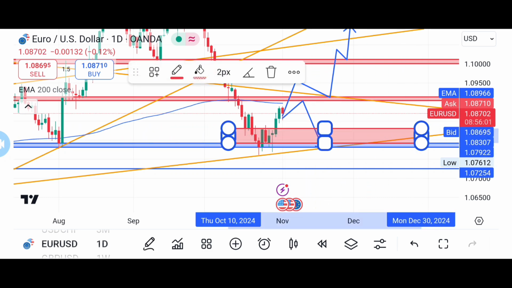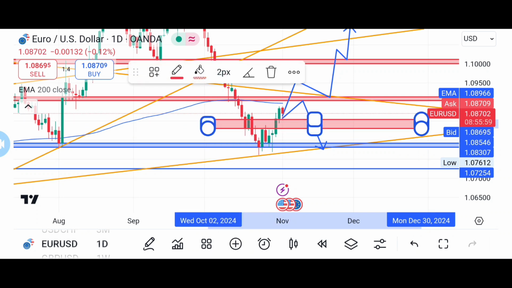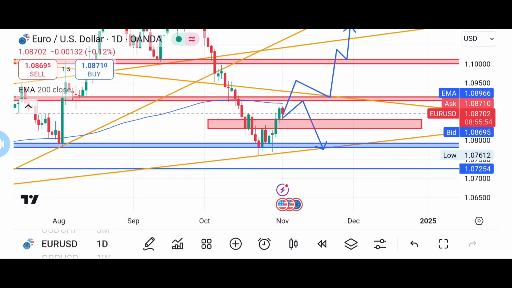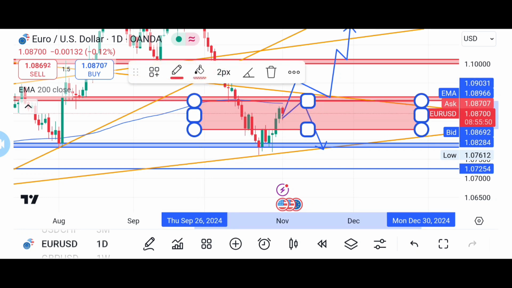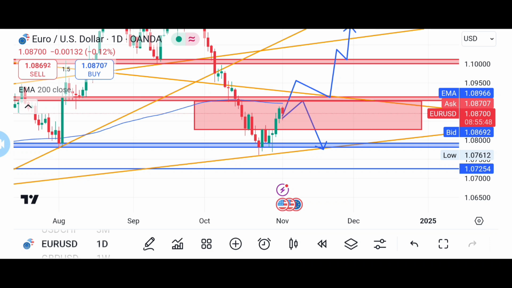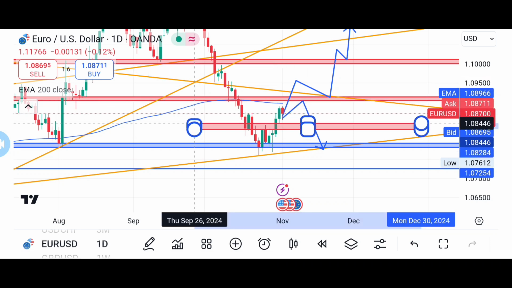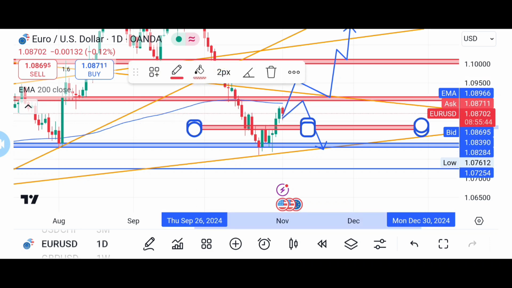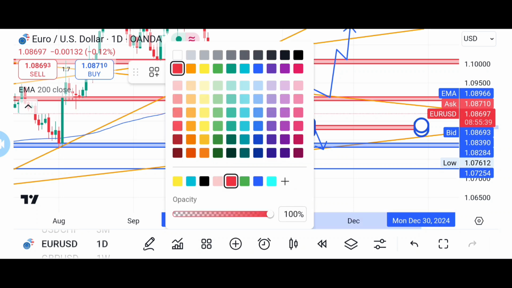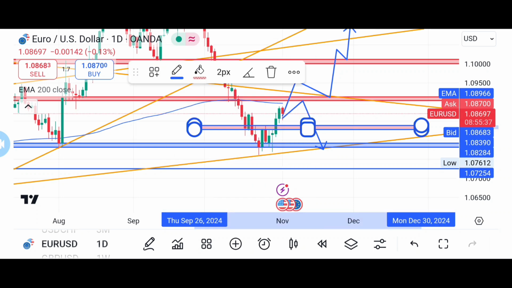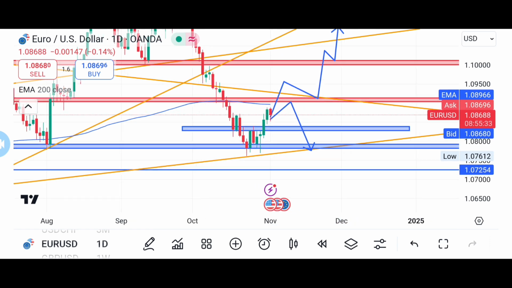Why am I saying so? I'm saying so because, let me draw it for you guys. Very nice one. Why am I saying so? Let me draw it with the blue. Let me indicate it with the blue color.